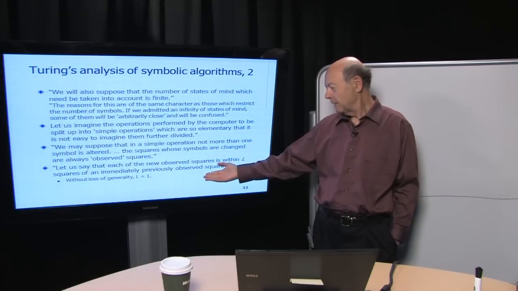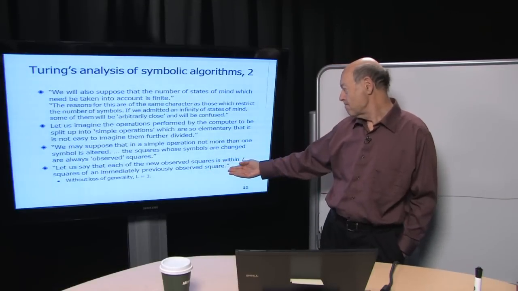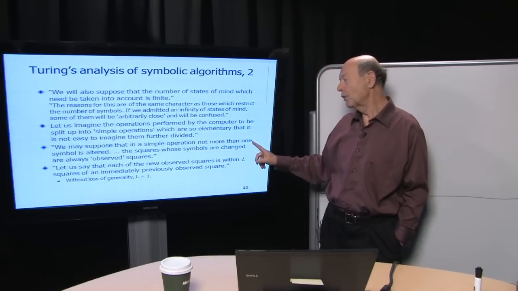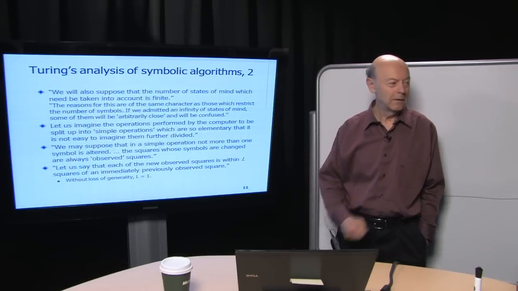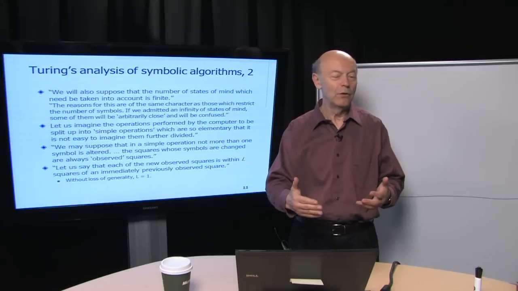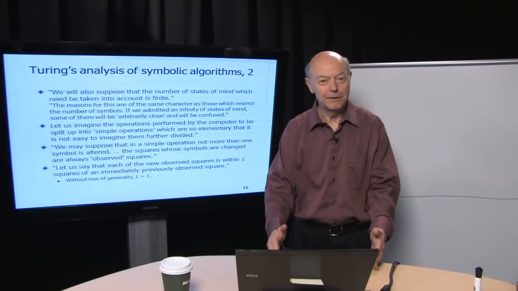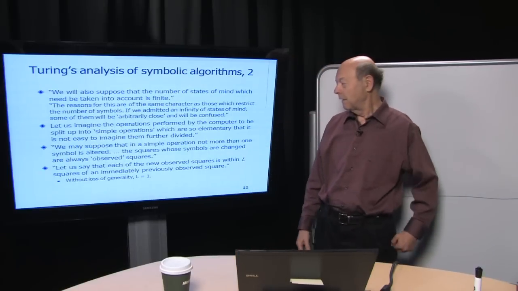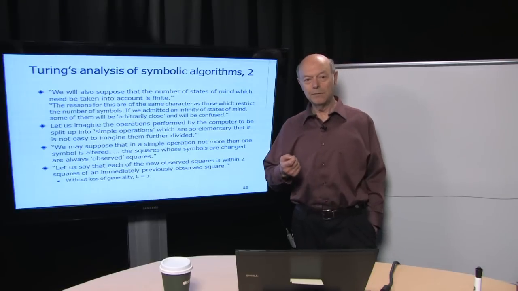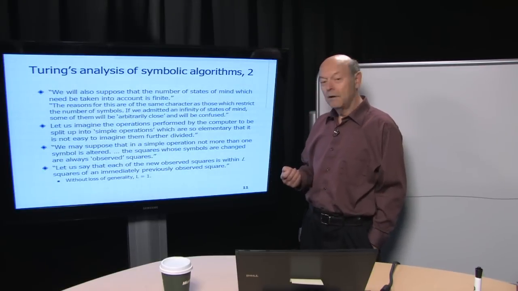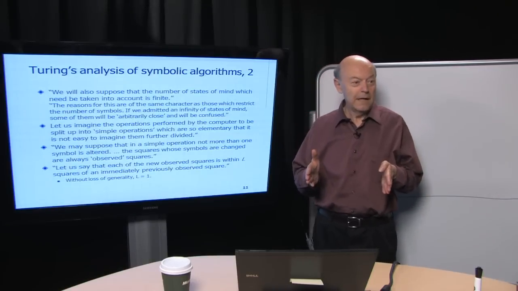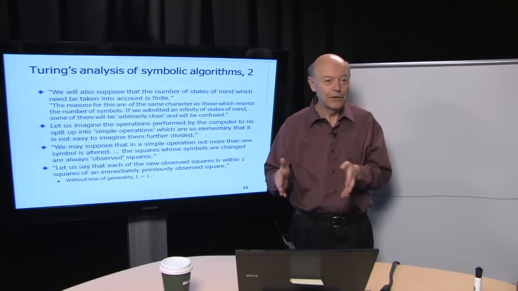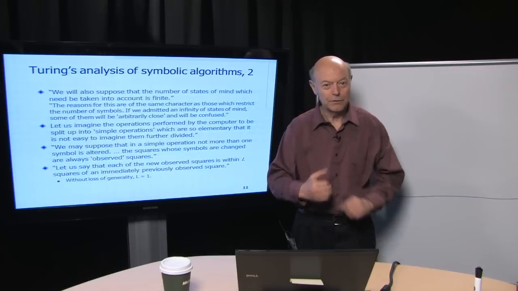And essentially, continuing, we may suppose that in a simple operation, not more than one symbol is altered. Because if we alter five, then we can split into five even more elementary operations, where you could alter each one of them separately. So at any given time, you alter at most one symbol, and without loss of generality, you look at one square. Because if you look at three, again, we can split this process into smaller pieces.